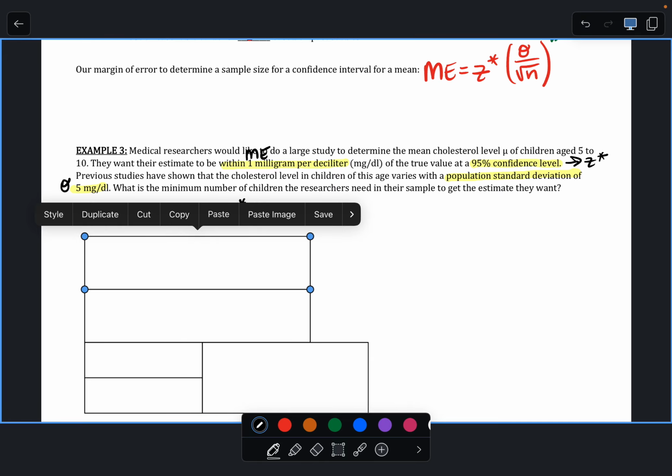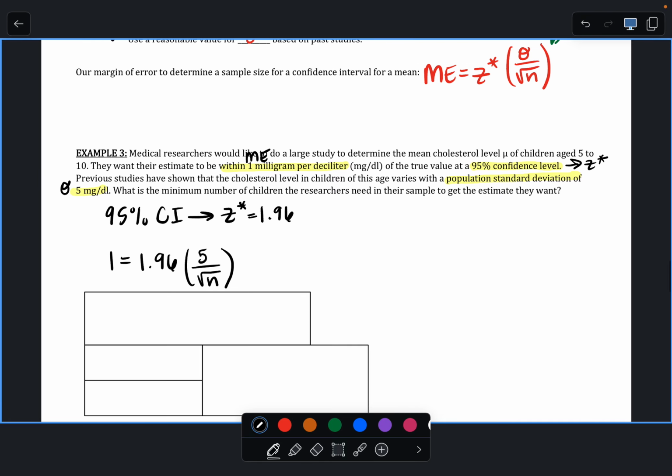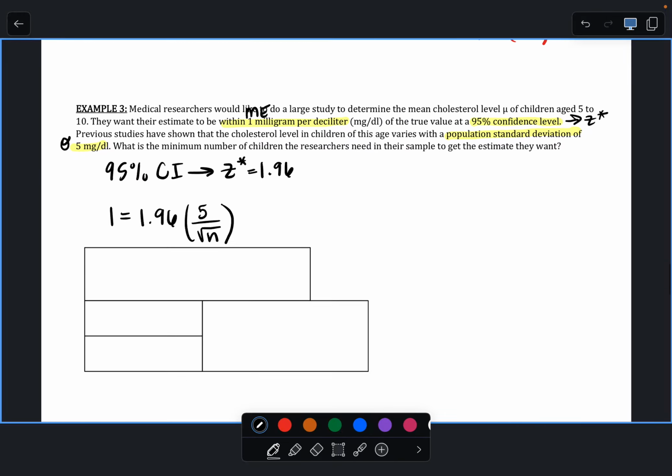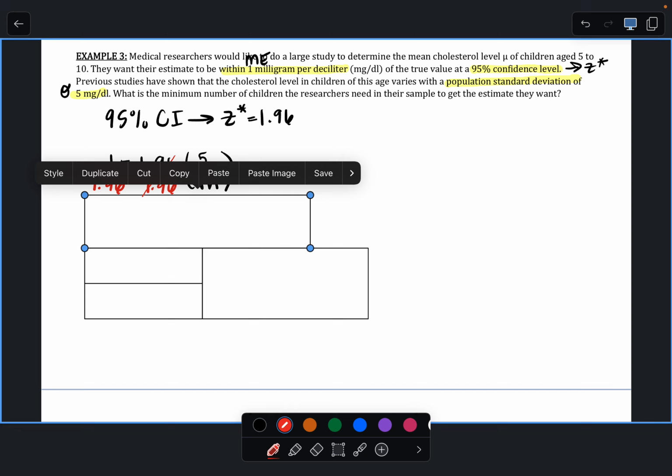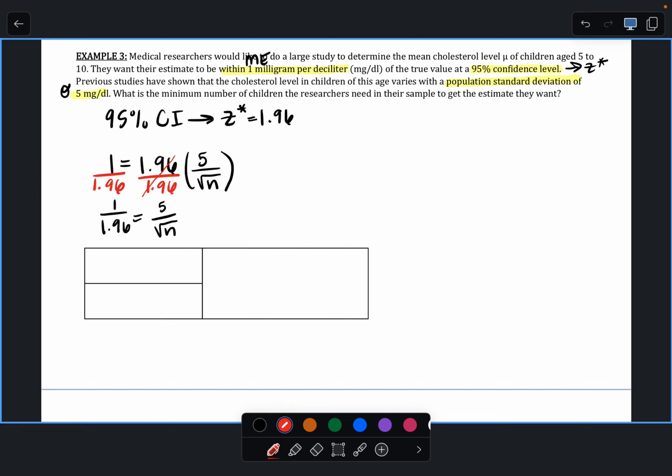So I'm going to take what I know. I know that they want a margin of error of 1. I know that 1.96 is my Z star. I know the population standard deviation is 5. I do not know what n is. So I have to solve for n. Basically, I want to get it by itself. The first thing I'm going to do is divide both sides by 1.96, and that is going to get rid of the 1.96 in front of my fraction. And I get something that looks like this.